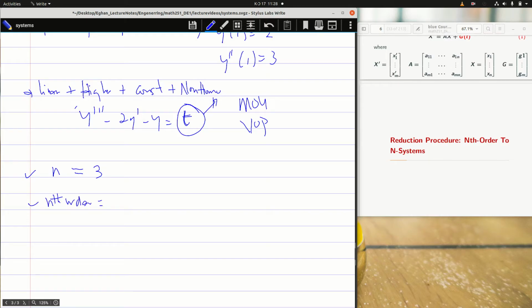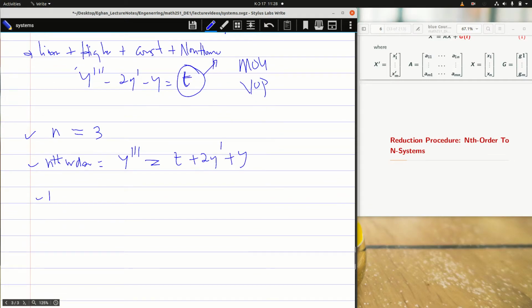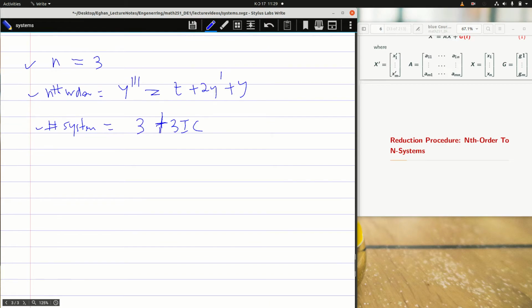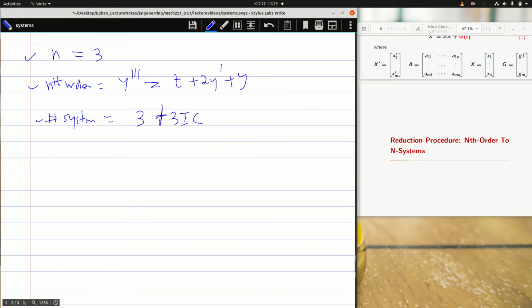It means y prime prime prime, that's the third one, will be equal to t plus 2y prime plus y. How many systems do I expect? I expect to have 3 systems and then 3 initial conditions. IC means initial condition. Okay. And so I need to set new variables. So 3 new variables. I'll make x1 to be the y. I'll take x2 to be the first derivative, and then x3 to be the second derivative. These are my 3 new variables.